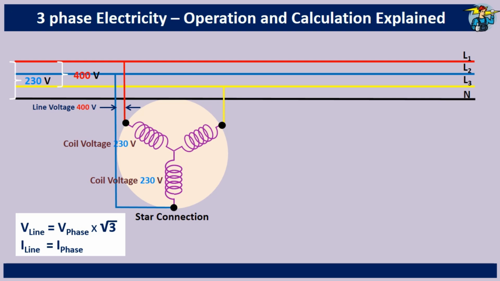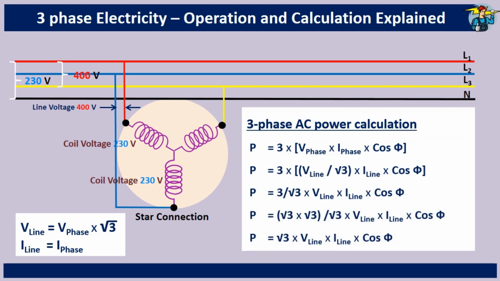When calculating three-phase power, you could apply the single-phase power equation to each of the three phases individually, and then multiply the result by 3. The basic single-phase equation is V, that is phase voltage, multiplied by I, that is phase current, and multiplied by the power factor, cos phi. To find the total power in a three-phase system, you multiply this by 3.